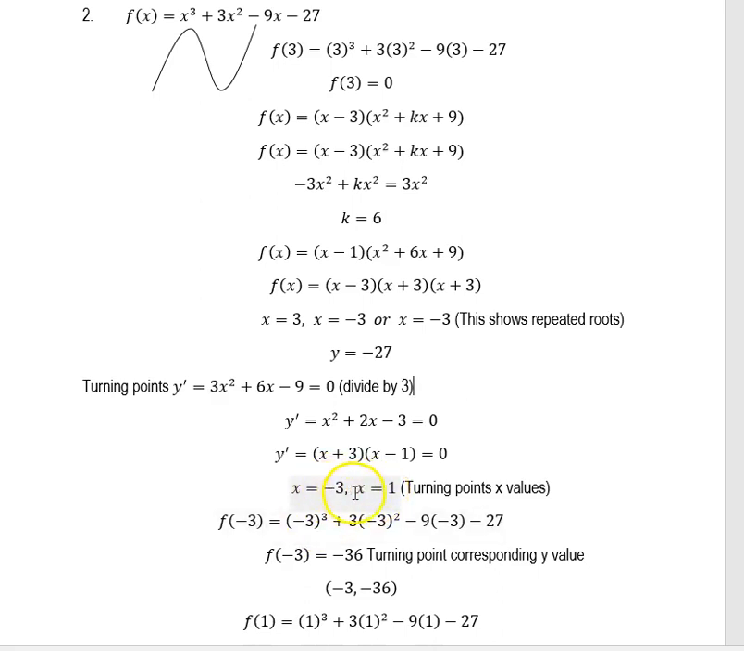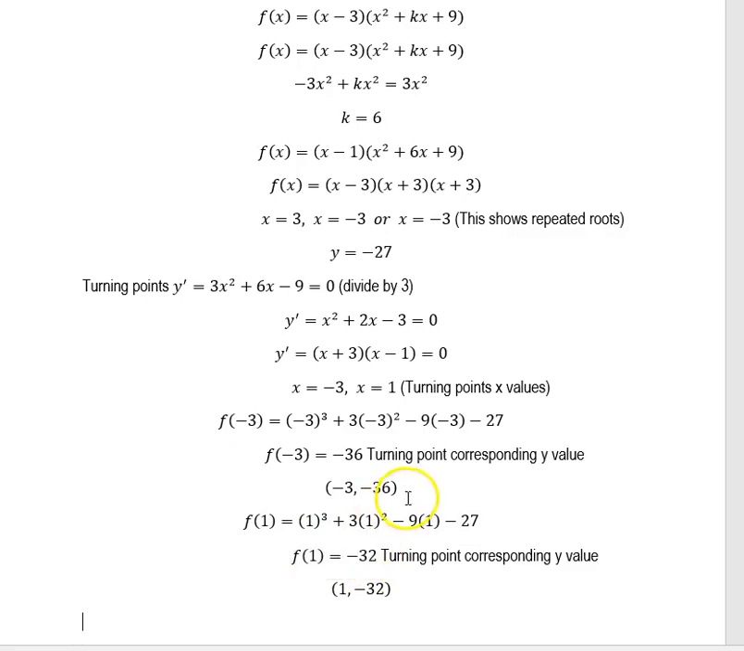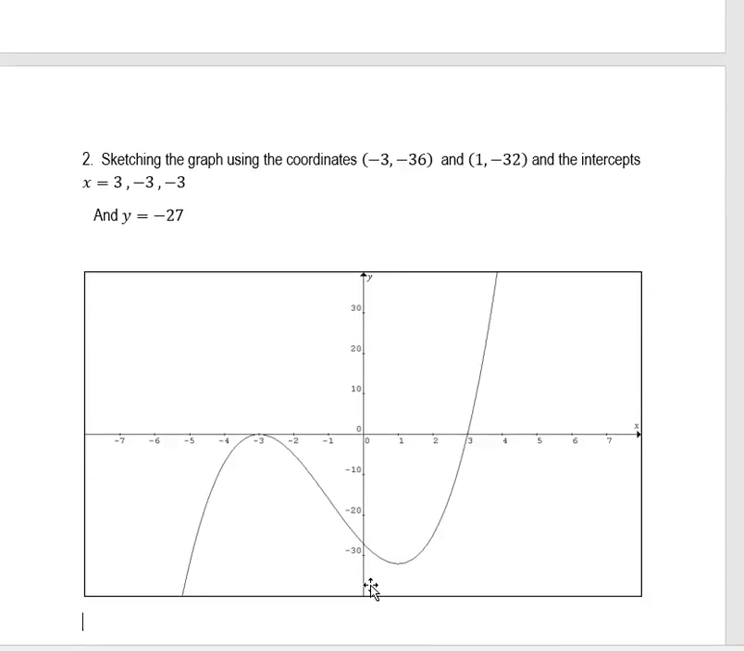Now, after getting your turning points of x values, you can find your y turning point by substituting these two in the original function. So you substitute minus 3 in there, and if you do that, you're going to have minus 36. If you substitute 1 in there, you're going to have the next value, which is minus 32. So that gives us the first turning point, and this one gives us the second turning point. After doing that, you finish your calculation. You now do your last sketch. Those are the two turning points, the various x-intercepts and your y-intercept.